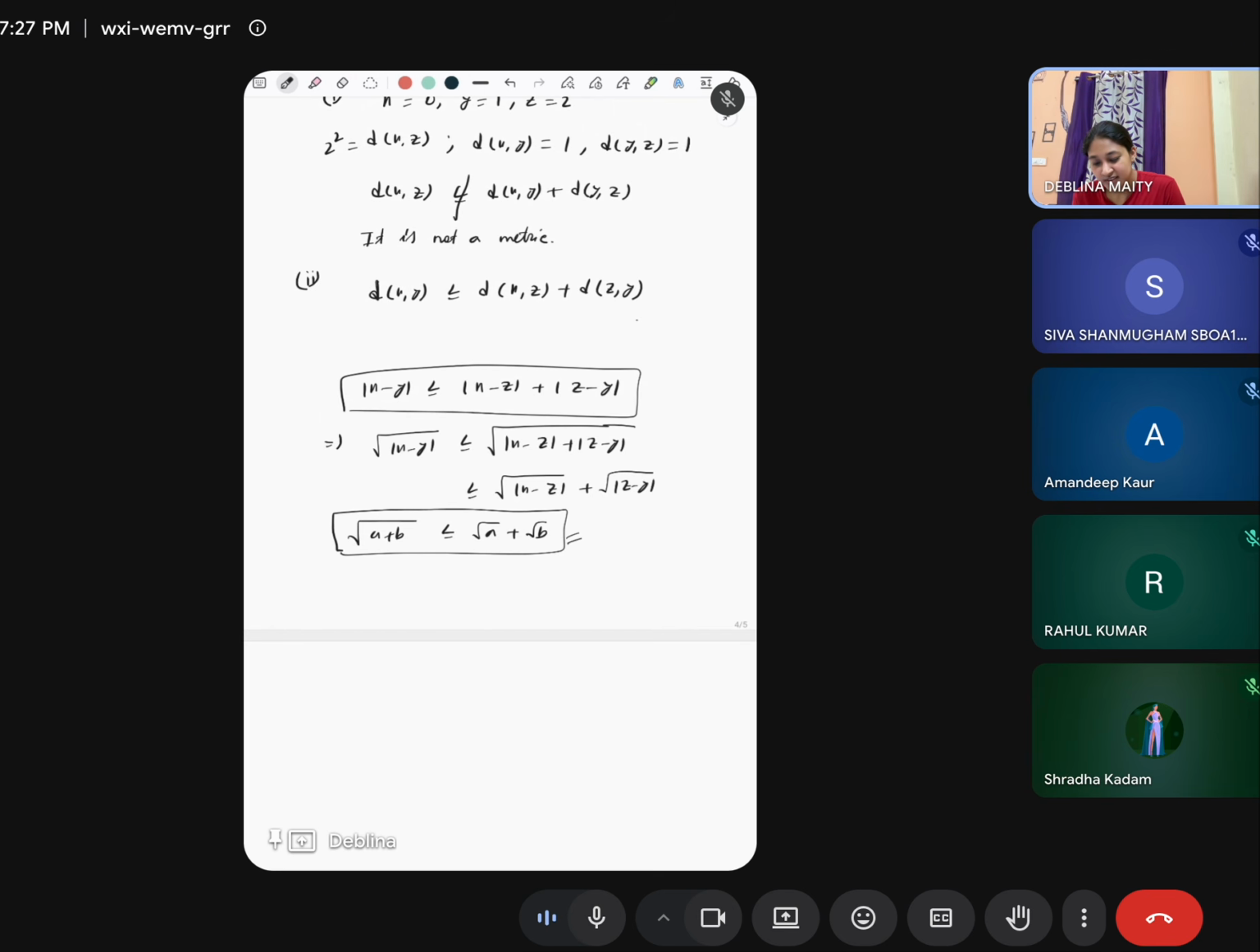So using this, we found that root over mod xy, this means d of xy is less than or equal to dxz plus dzy. So it satisfies the triangular inequality property. Okay, so this d is a metric. It's a metric on R.